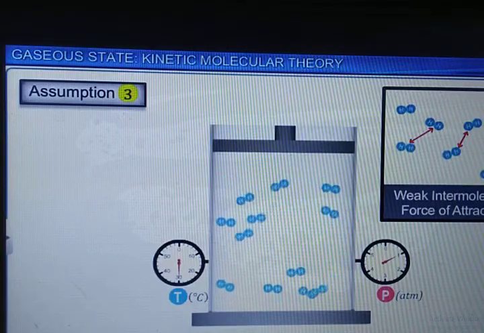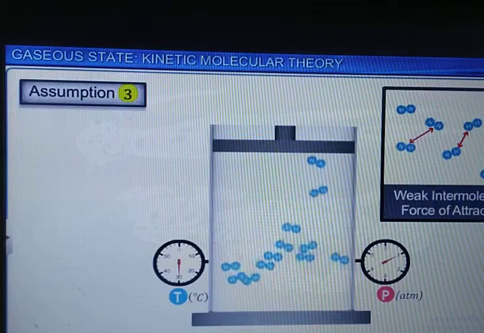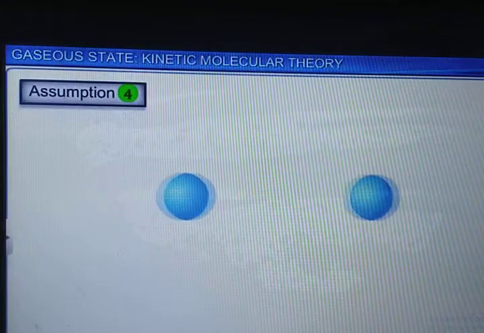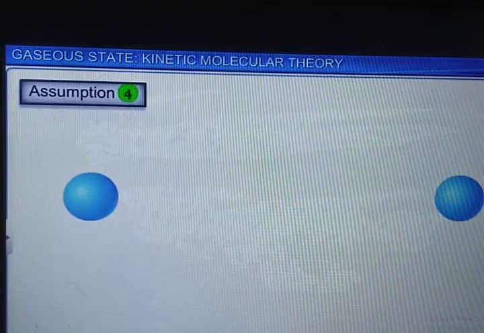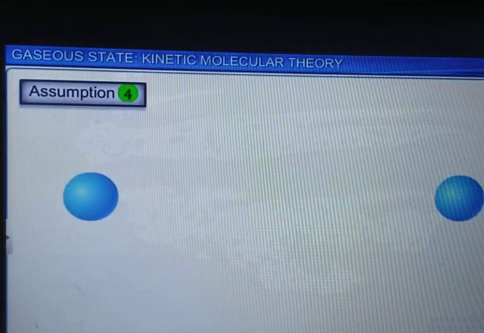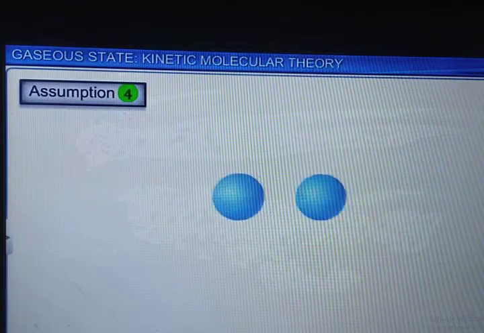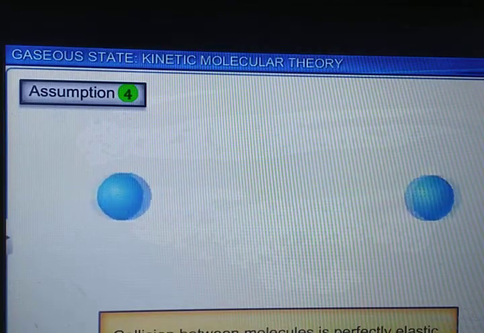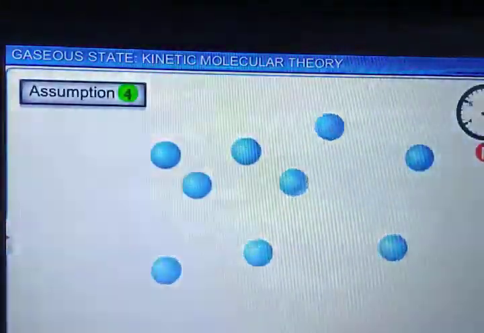Individual molecules do not gain or lose energy as a result of collision. Therefore, collision between molecules is perfectly elastic. This assumption can be justified because, during collision, the molecules do not settle down or slow down.